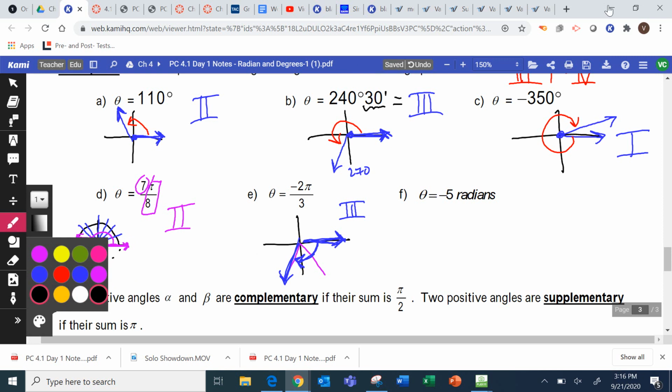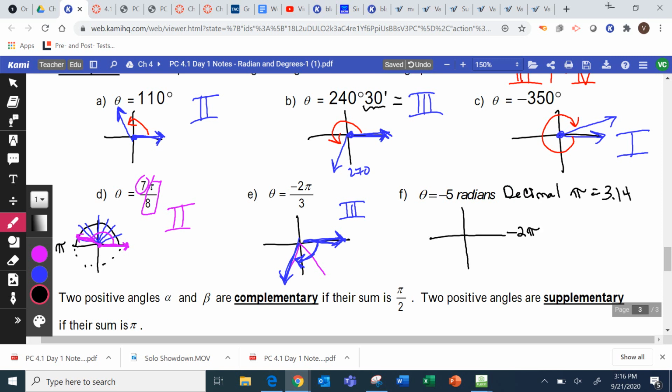And our last example says negative 5 radians. So you'll see that there isn't a degree symbol, so it's telling us this is the decimal of radians. But if I went halfway around, I'd go to negative pi. But we're using decimals. So 6.28, 3.14. So if I went to here, that would be half. Sorry, I forgot my negative sign. That would be half of 3.14, which is negative 1.57.